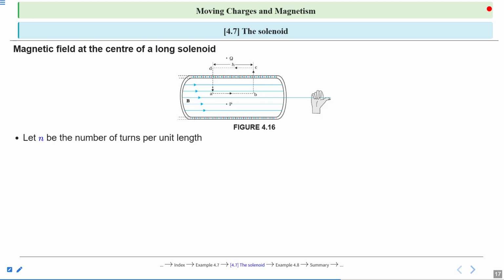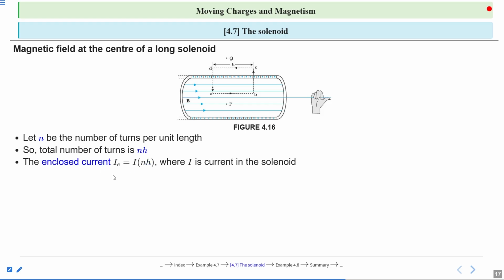Now let n be the number of turns per unit length of the solenoid. That means for a unit length, what number of turns are there? The total number of turns in this AB section is n, the number of turns per unit length, times the length of this section of the Amperian loop. So the total number of turns is nH.